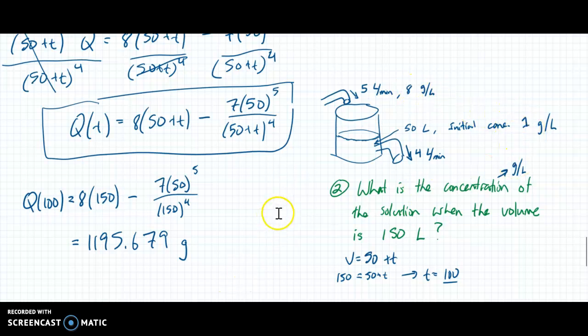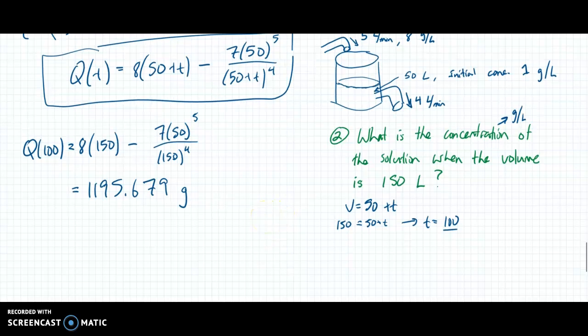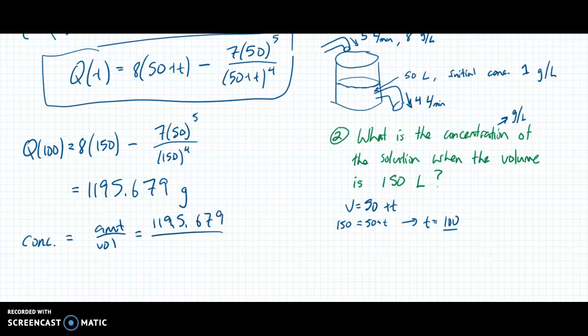So how do I get to concentration from here? Well, concentration is amount over the volume, which is going to be 1,195.679 divided by, what's the volume? Well, that's my 150. Divided by 150. This is grams, this is liters. If you do that, we get 7.971. And that's actually really good. Oh, sorry, grams per liter.